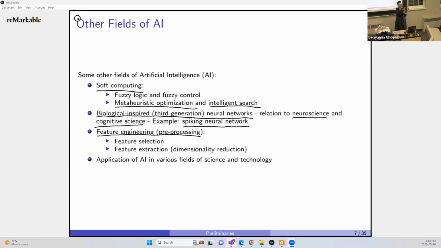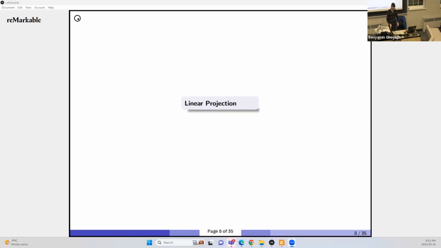Feature selection selects a subset of features. Feature extraction says, no, let's completely generate a completely new set of features. However, the number of features should be less. That's called dimensionality reduction. Okay. And for more information, I have a tutorial on that, the survey and tutorial on feature selection and feature extraction. You can see that. Application of AI also in various fields of science and technology can be considered as some fields of AI. Now that was a brief introduction to AI and machine learning.